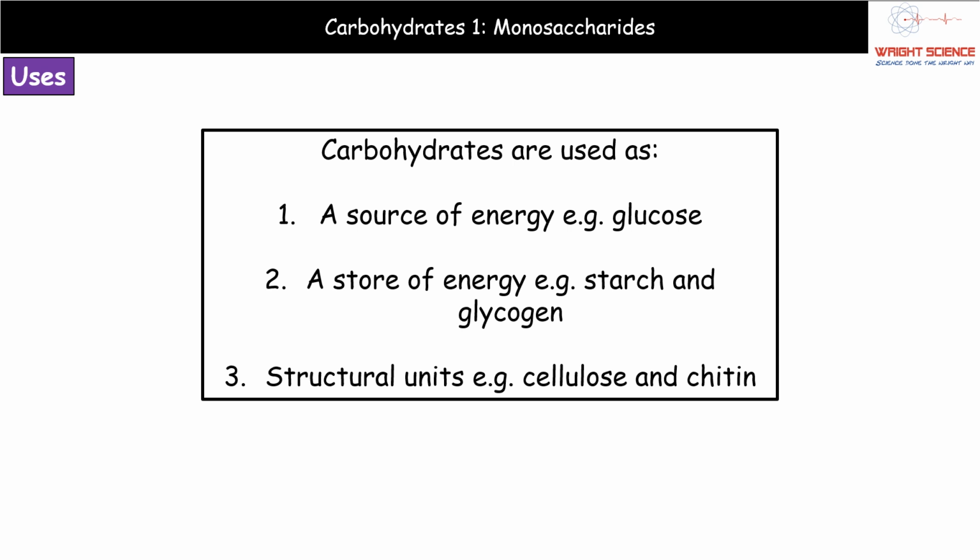And finally, our third use of our carbohydrates is as a structural unit. I've given you two examples here of cellulose and chitin, both components of cell walls in different organisms. So what we're really seeing here is how these carbohydrates can be utilised to build those larger structures within the different organisms. Cellulose is in our plant cell walls, chitin is in our fungal cell walls.